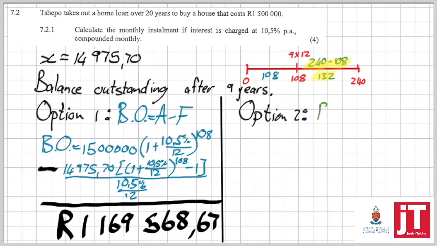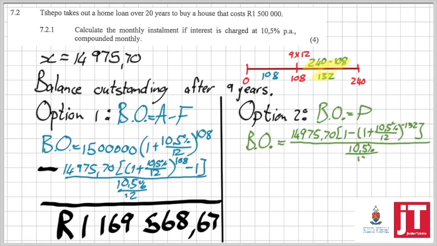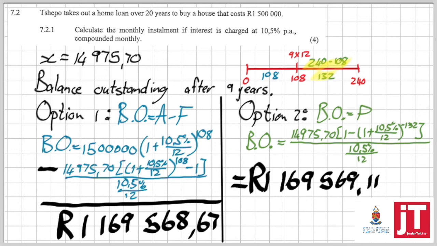Then, ladies and gents, option 2. In this case, the balance outstanding is simply my present value with an n value of 132. So I'm going to substitute in. If I substitute in there, don't forget the negative in the exponent. And the answer that I get is 1,169,569.11.